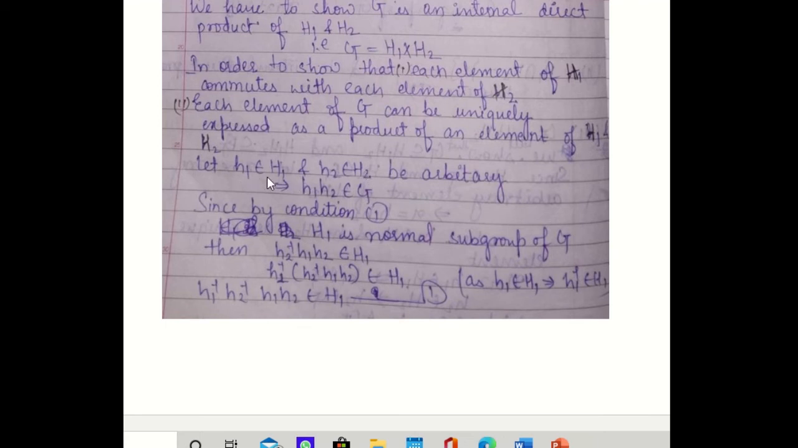So let small h1 belong to capital H1 and h2 belong to capital H2 be arbitrary. h1, h2 belong to G, since by condition 1, H1 is a normal subgroup of G. So this implies we can write h2 inverse h1 into h2 inverse, which can be written by this.